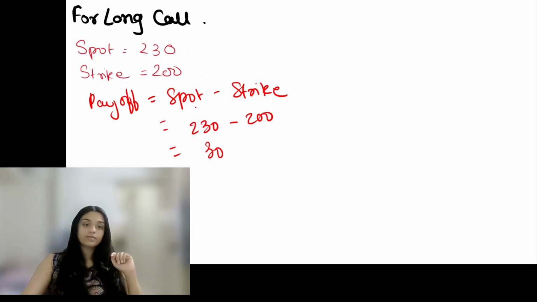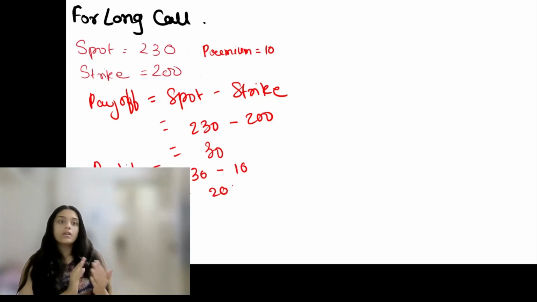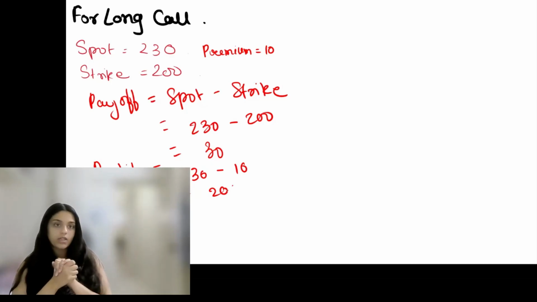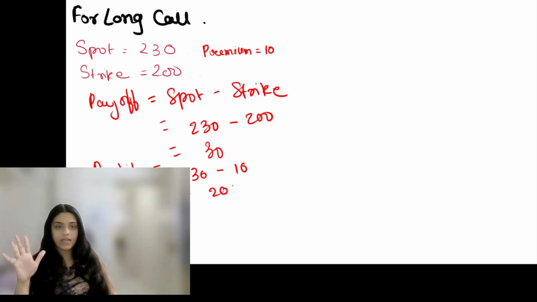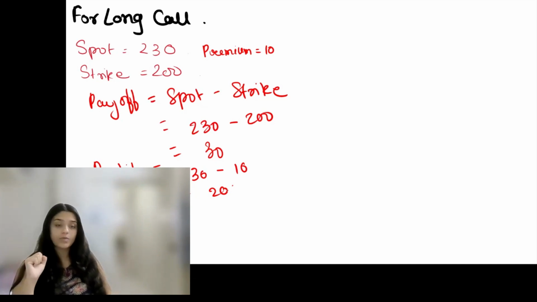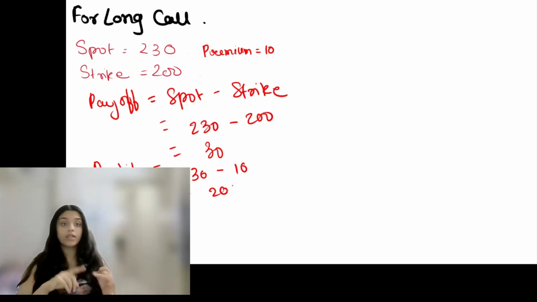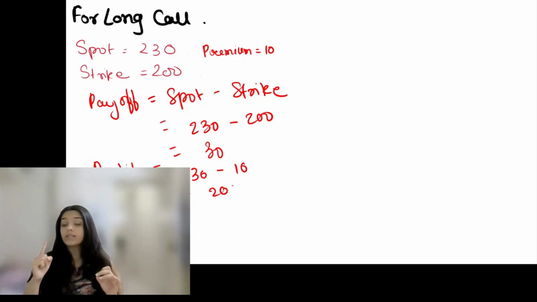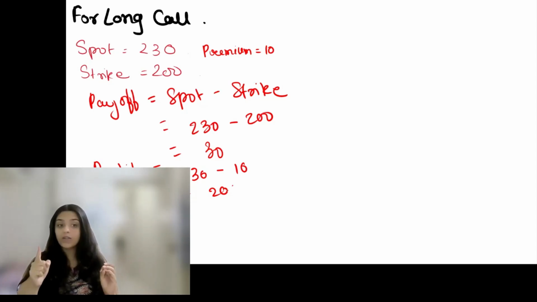For long call, suppose the spot price is 230 and strike price is 200, and let's consider the premium as 10 rupees. For the payoff of a call, we have learned that the formula is spot price minus strike price. What is the spot price here? That is the current price, 230. So when the spot price is greater than the strike price, 230 minus 200, the payoff will be 30 rupees.